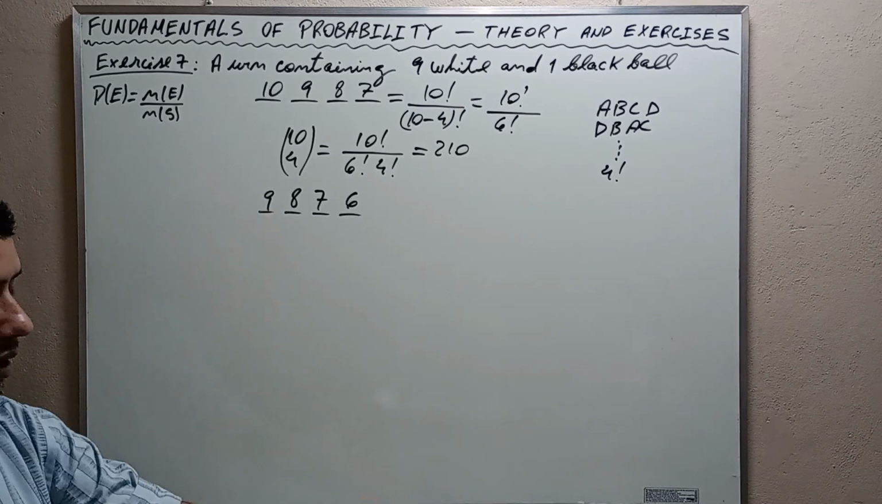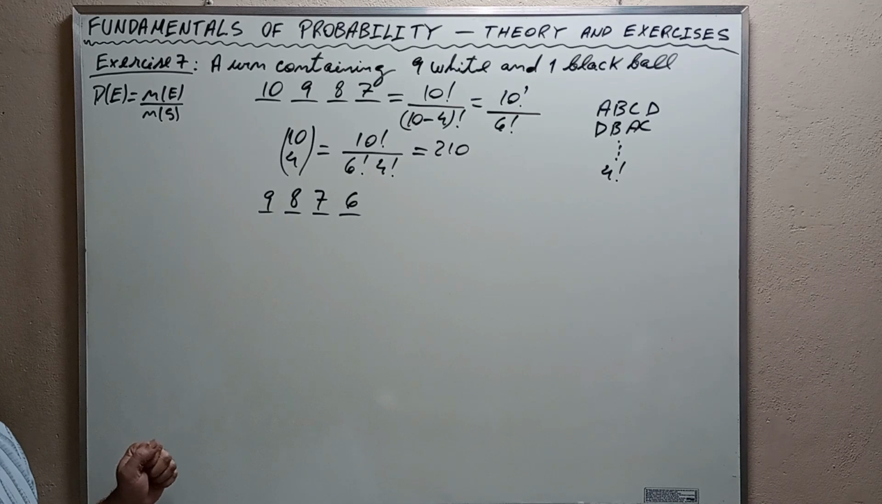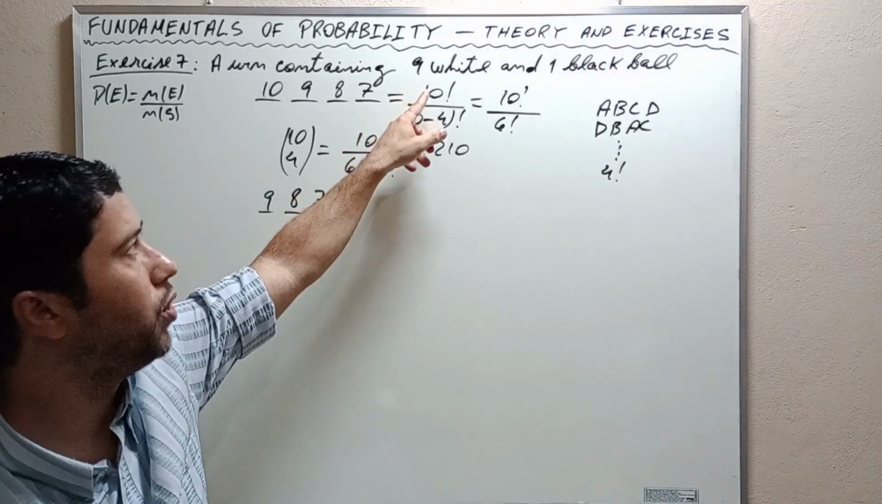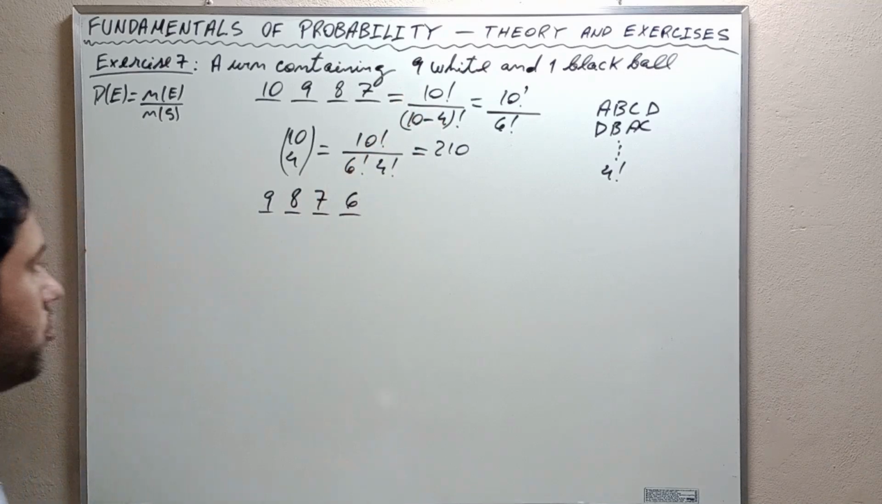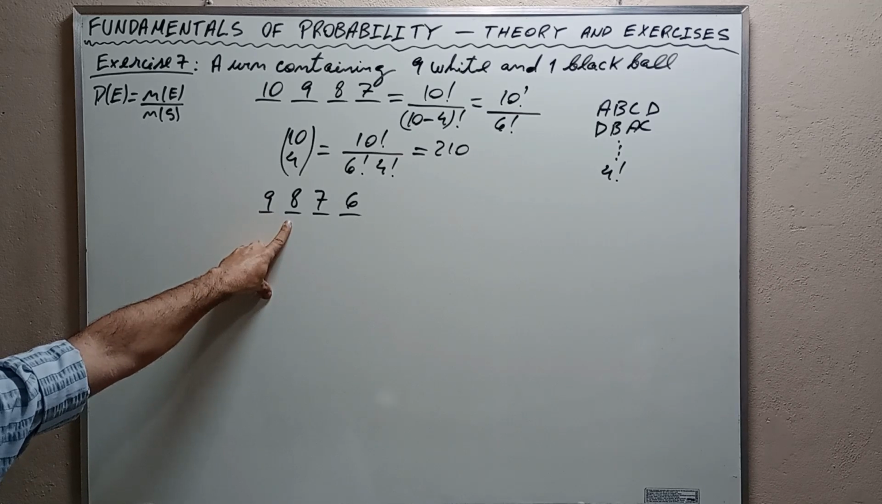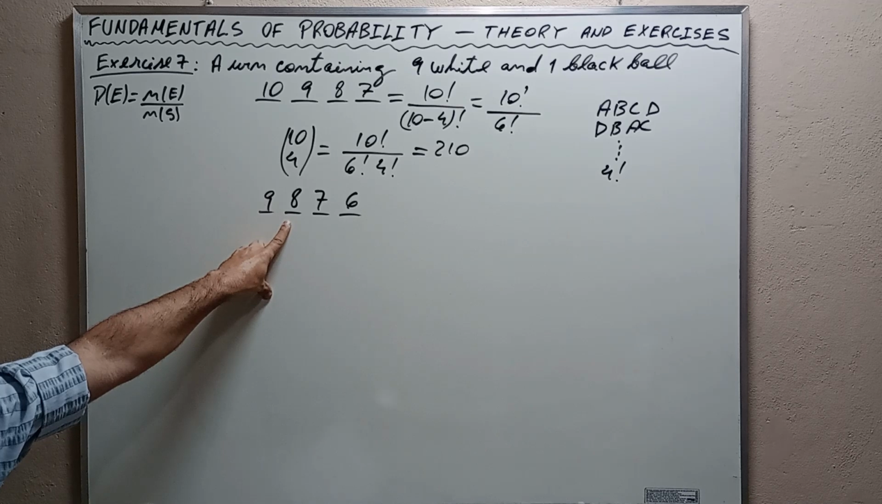If we take 1 white ball, we begin with 9 white balls. If we select 1 white ball here, we're not going to have 9 white balls anymore for the second selection. We're going to have 8 balls.